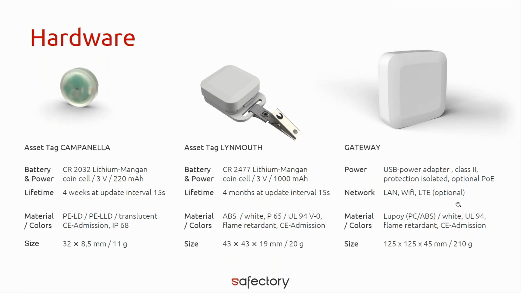So here's an overview of the hardware to be used for a social distance application. From left to right, we start with our smallest hardware size. It's called the Campanella. It's a circular hardware, which is roughly 30 millimeters in diameter. It's using a coin cell 2032 and has 220 milliamps of battery capacity. This lasts up to 4 weeks at a default interval of 15 seconds.